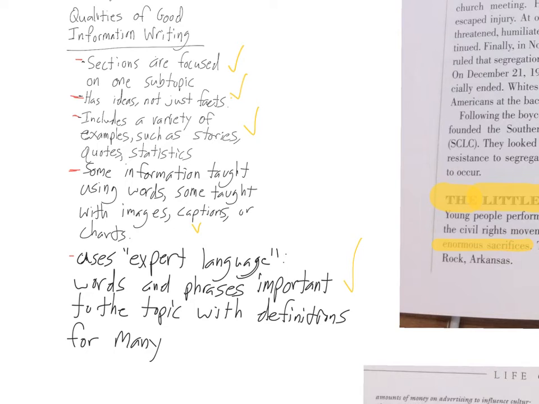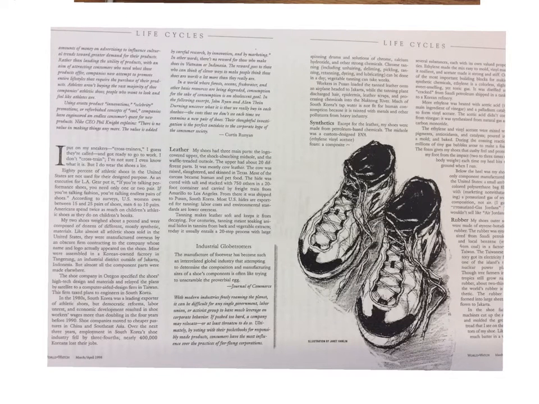So this one has all 5 of those in some way or another. So this is just one part of the text. So it does a great job of being information writing. Now here's another text, and this one's told a little bit different.